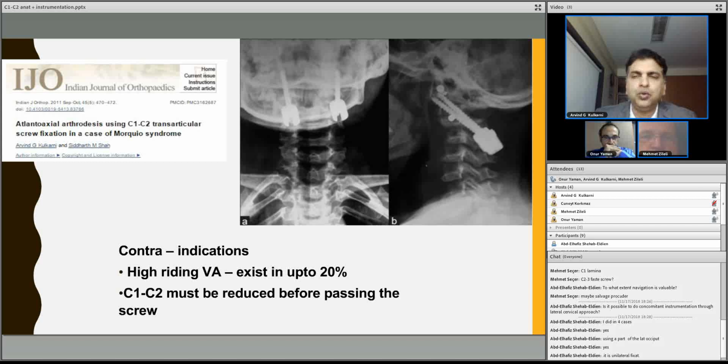So the trajectory of the screw is medial about 5 to 15 degrees, and in the lateral view there is no fixed angulation, but it should be such that it crosses the C2 pars and lands into the C1 lateral mass, angling in zone 1 or zone 2 of the C1 anterior arch. As I said earlier, there is a high riding vertebral artery in 20% of subjects. So in this particular situation, it becomes a bit tricky.